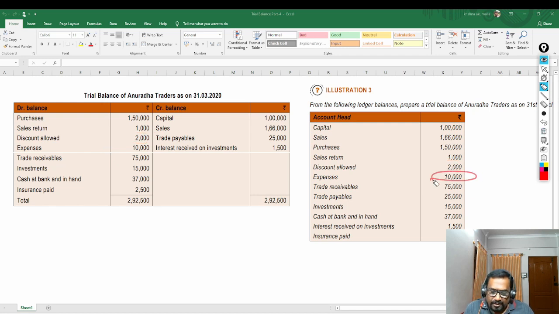Expense account 10,000. What is the entry for expenses? All expenses and losses are to be debited as per nominal account, right? So expense account will be a debit balance. So where do you update in trial balance? Simple, debit side. Clear? Next one, trade receivables.